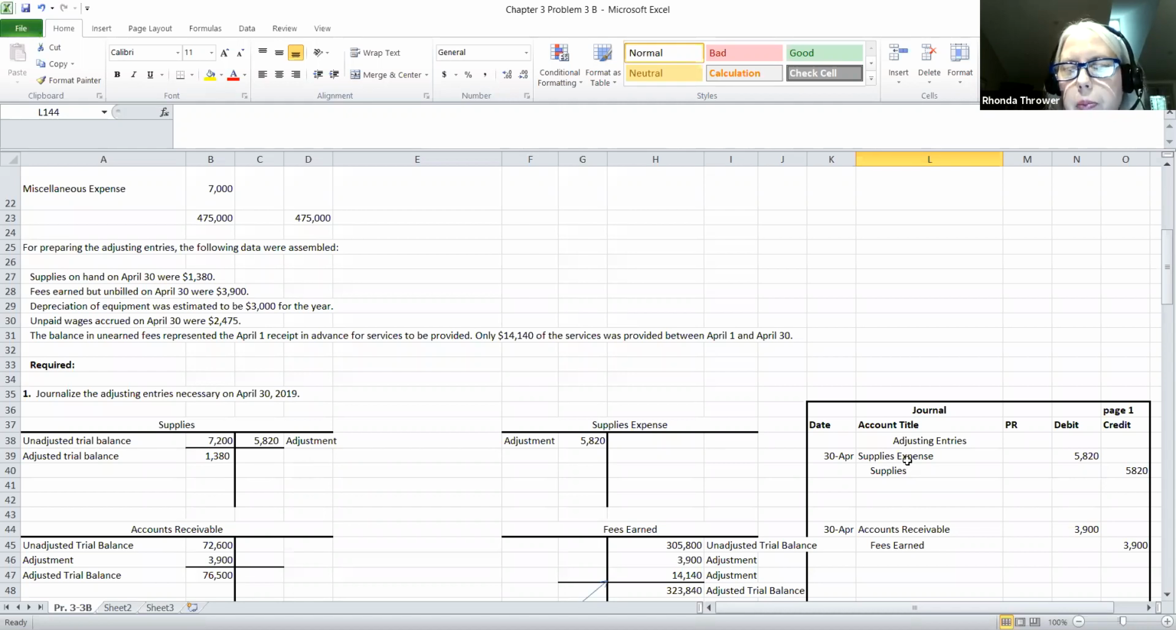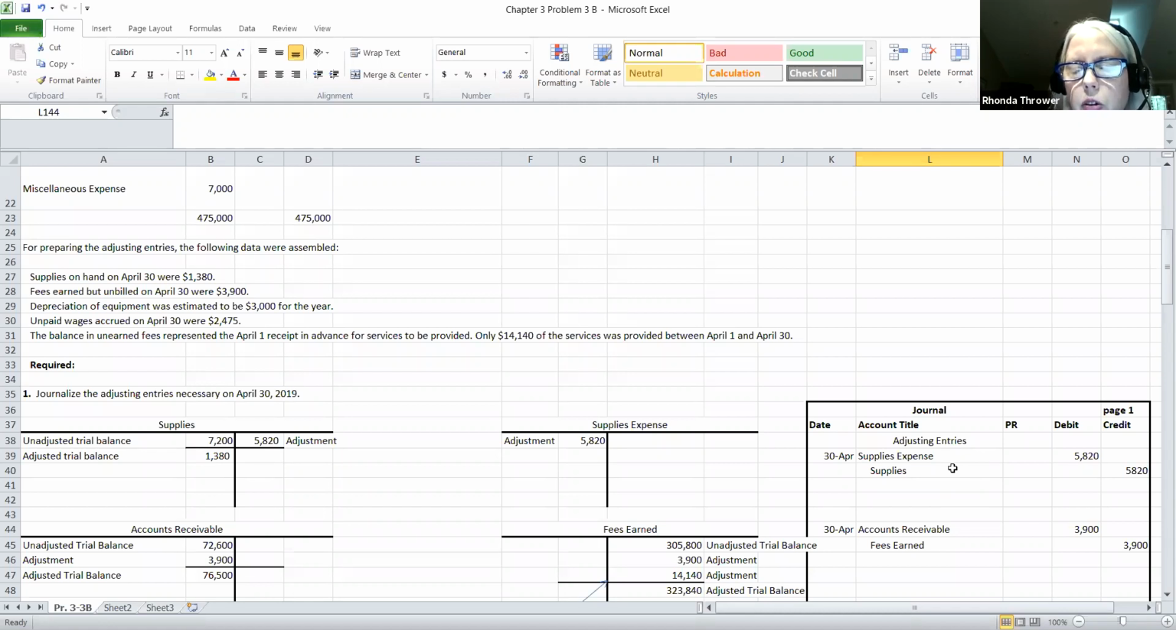Always put your debit first in the journal, which would be just supplies expense in this case, and our credit would be to the supplies account. You're going to indent, put supplies, put it in the credit column, and then you remember from chapter 2, once we have a journal entry in, we would need to post that back to the ledger account.